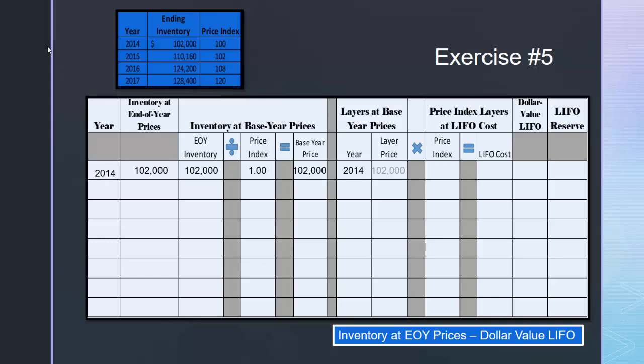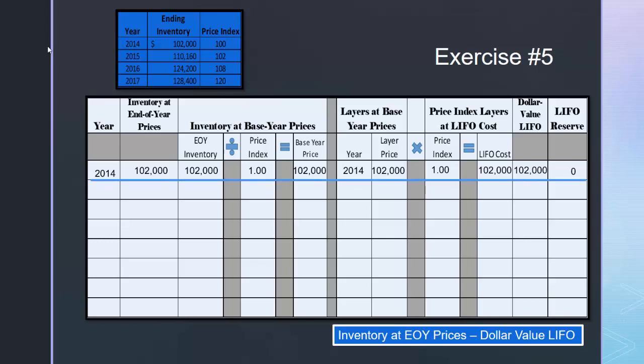And we're going to have a layer for that amount of inventory, and LIFO cost is going to be exactly the same because our price index is the same, meaning that our dollar value LIFO is the same as our inventory at end of year. So our LIFO reserve is going to be 0. Your first line will always look exactly like this. The only thing that's going to differ is the year and possibly the number for your inventory at end of year price.